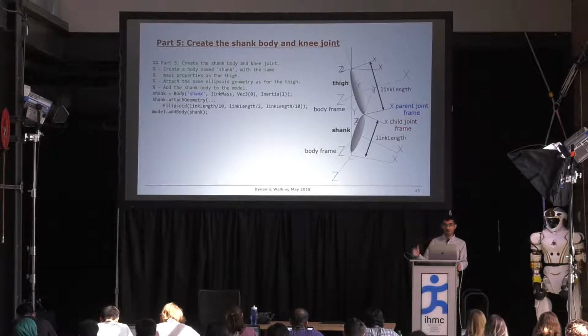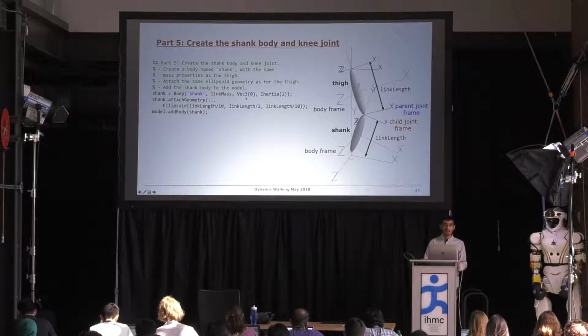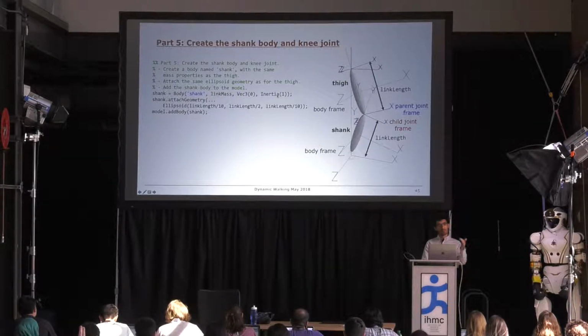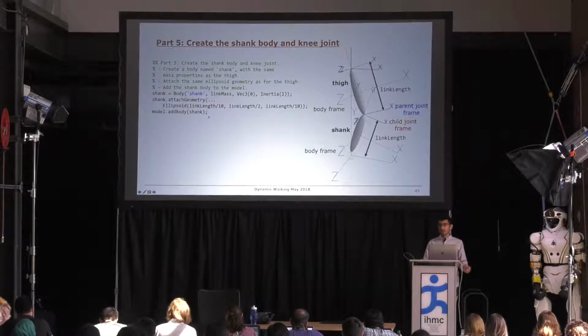Here's what you should have for the shank body. Again, here we add a shank body. I named it Shank, and for the constructor, the first argument is the name. Shank is what I used, and then you provide the mass, the center of mass, which again expands to 0 for each component, and then inertia that puts the principal axes at 1. Then we use the same ellipsoid geometry, construct it again, and then we add the shank to the model.